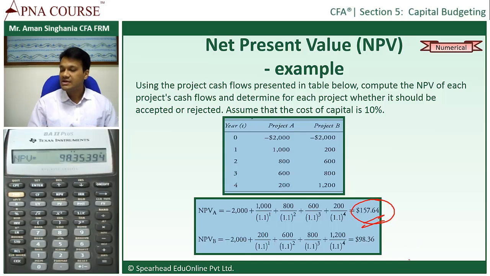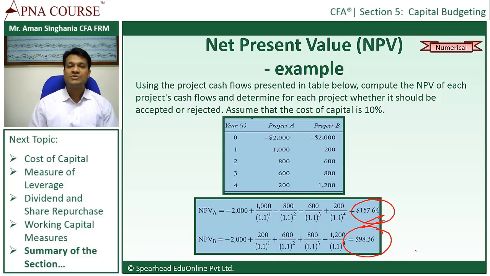I get the NPV as 98.36 rounded off. Which means if I invest in project B on a time adjusted basis, my profit is $98.36. Again, because it is positive, project B is profitable and I will accept the project. This is net present value.